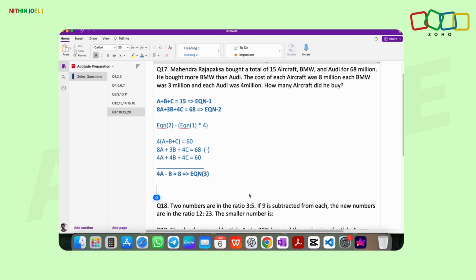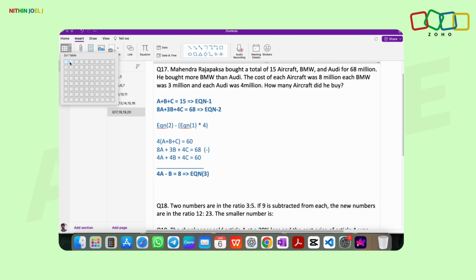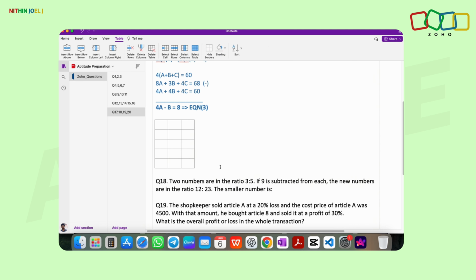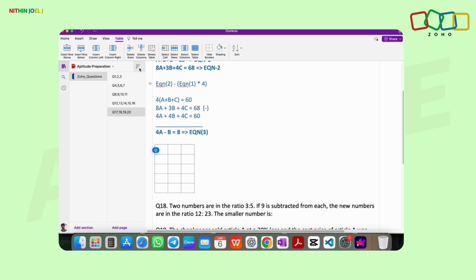We have three variables, right? A, B, and C. Let's draw a table here. I'm taking 5 rows and 3 columns. The first column is A, the second is B, and the third is C.